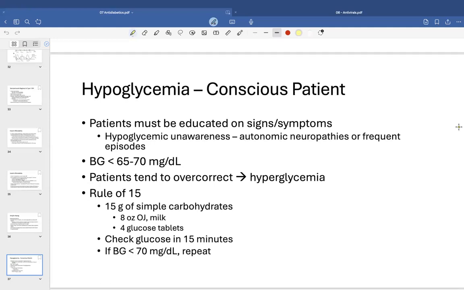In any event, when your blood sugar dips below 65 to 70, you're in that hypoglycemic zone. And the one issue that happens, you get very panicky, very scared and uncomfortable. Patients will tend to overcorrect. And 9 times out of 10, they will end up overcorrecting, leading to hyperglycemia.